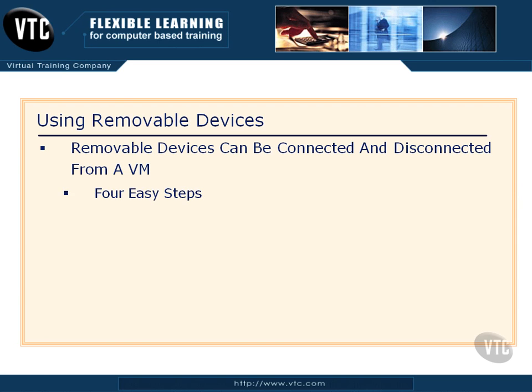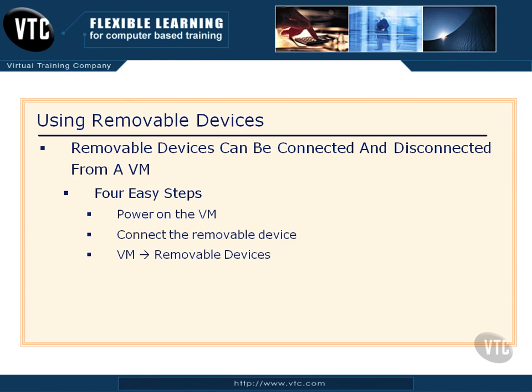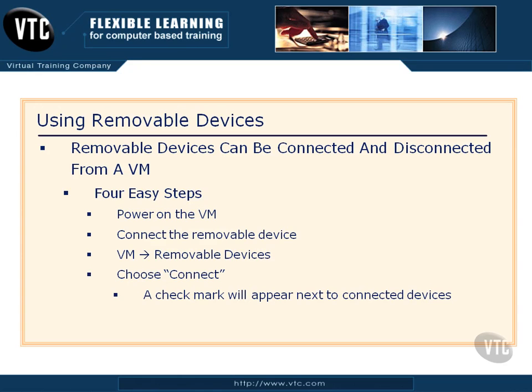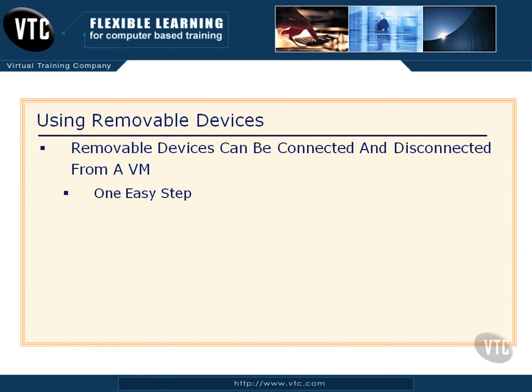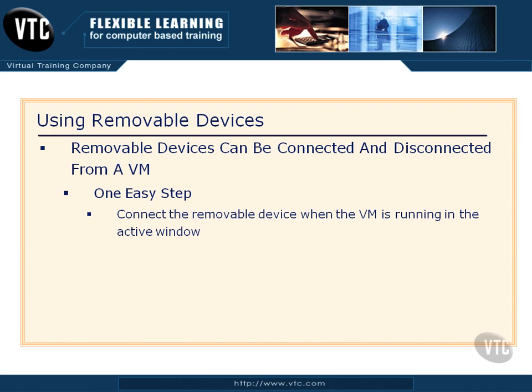The first one is in 4 easy steps. You simply power on the virtual machine, you connect the removable device, and it may stop right there. If it doesn't, then you're going to go into the VM menu item in Workstation, and you're going to choose removable devices, and you'll just choose connect. A check mark is going to appear next to the connected devices, and the device icon will also appear on your virtual machine taskbar.